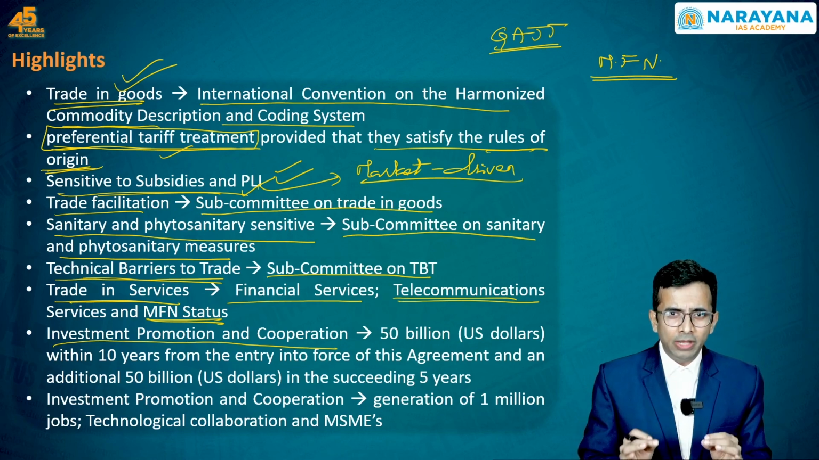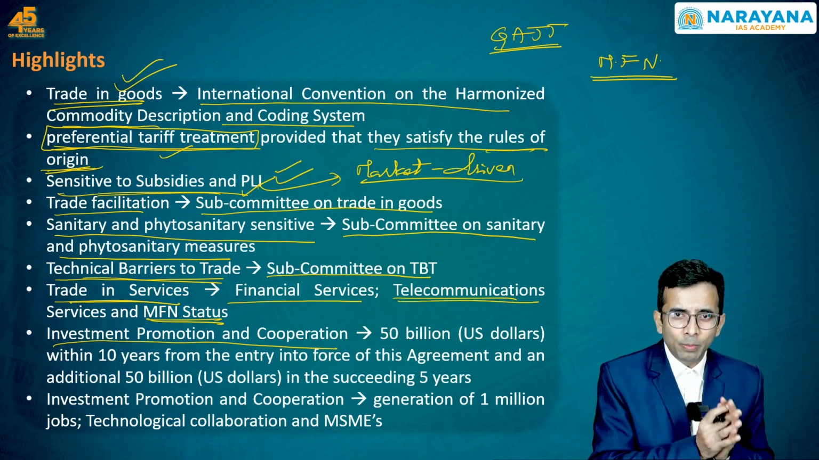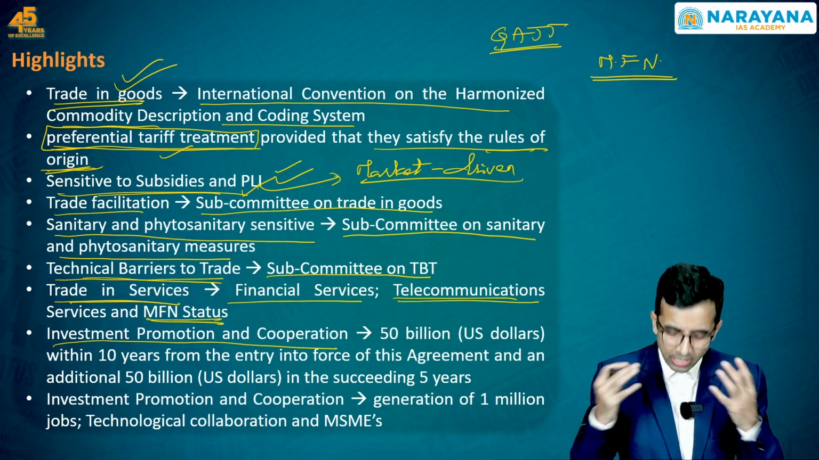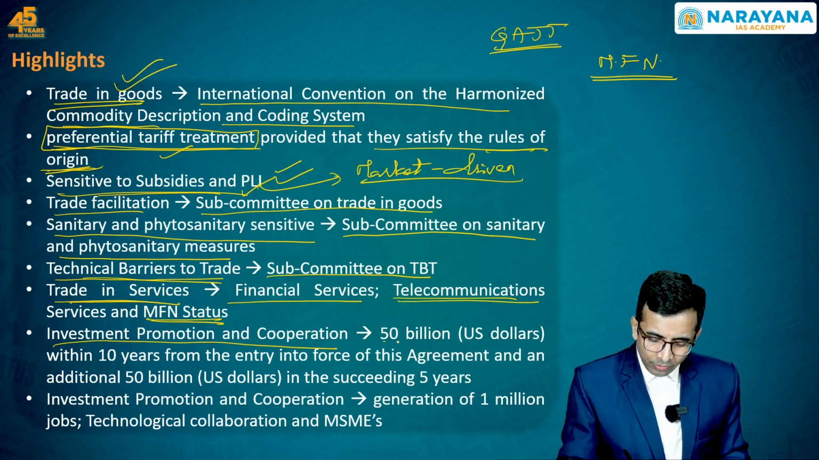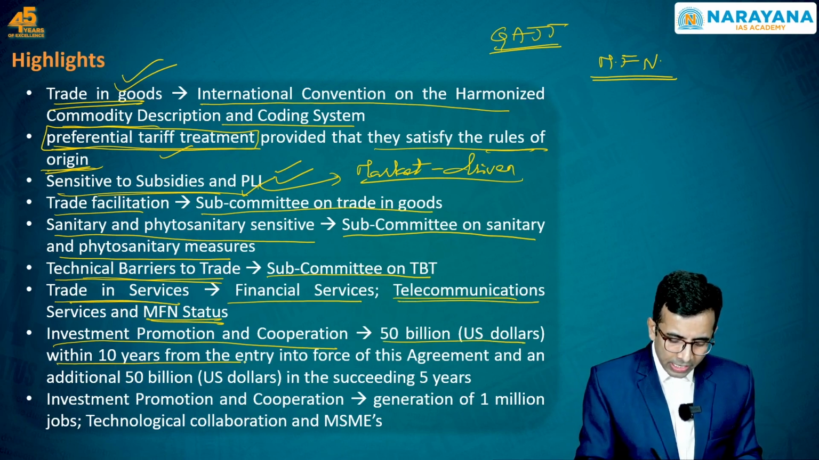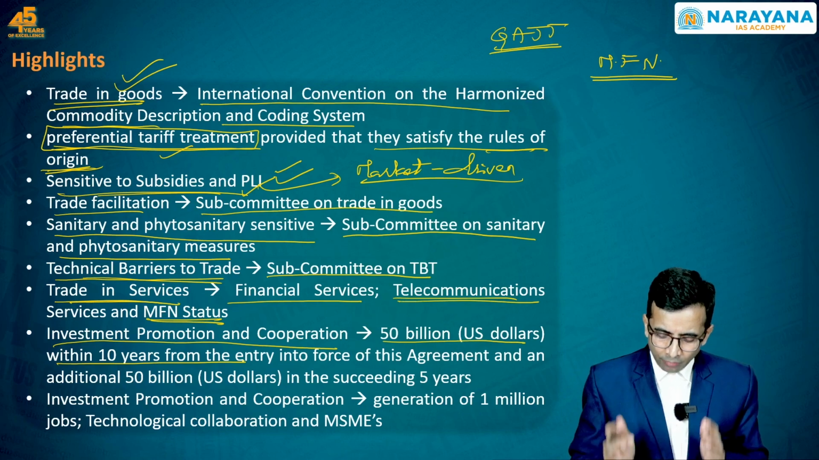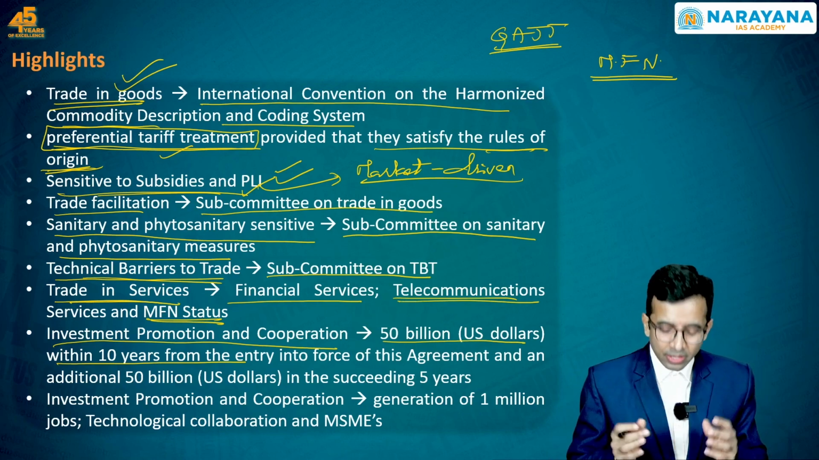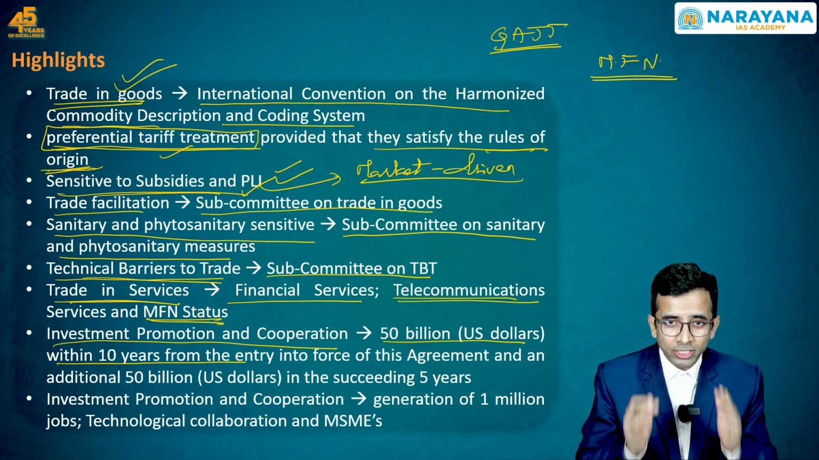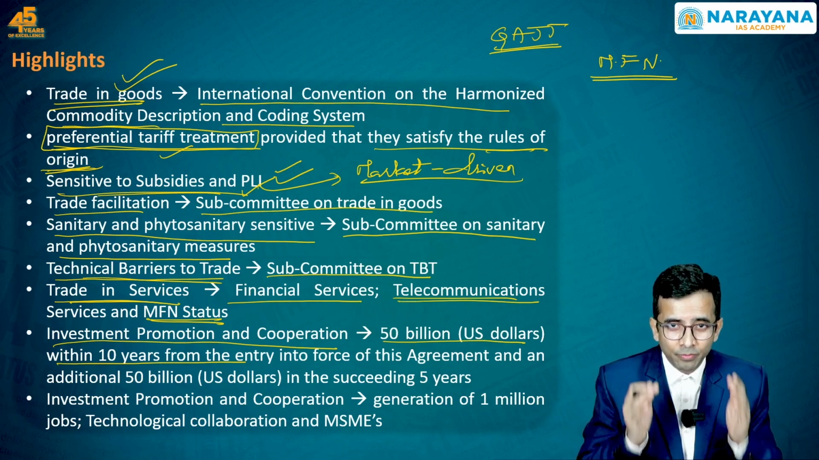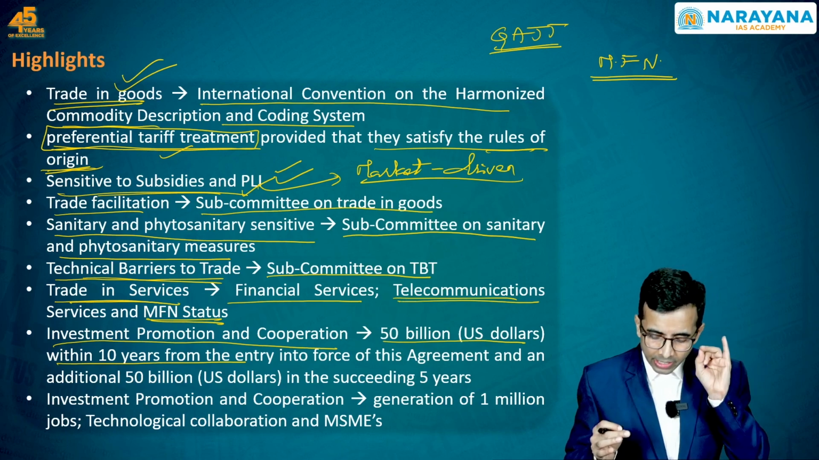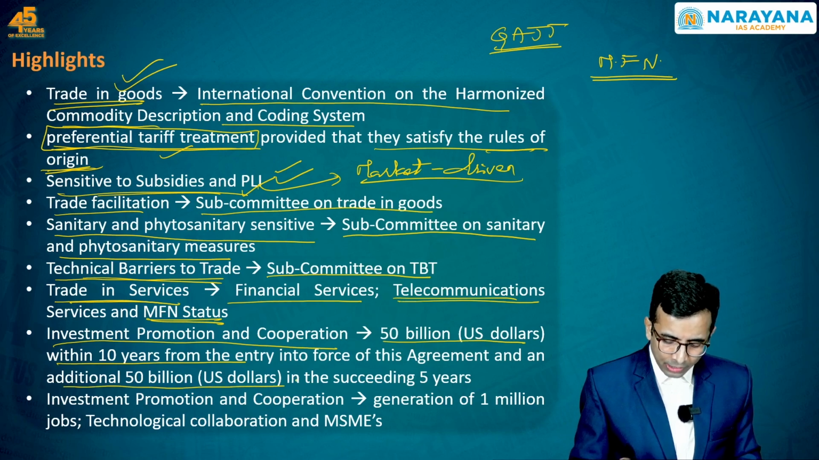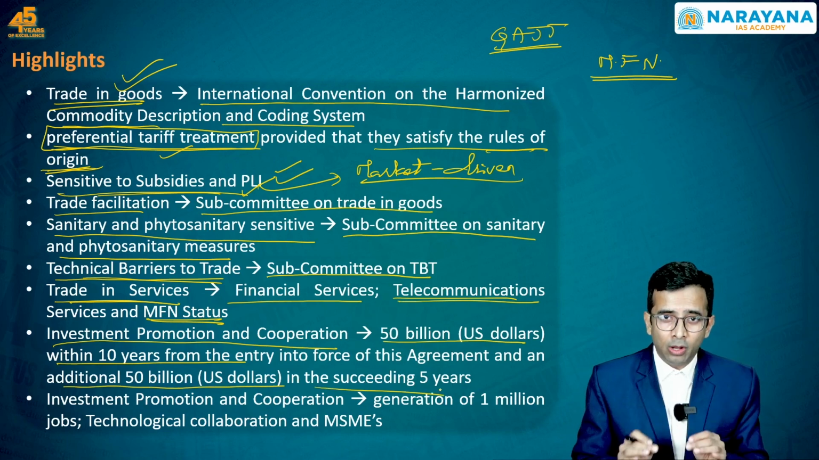This is something very, very significant. This is what in fact government was mentioning when it was announcing this particular free trade agreement to the media. One, the $50 billion within 10 years from the entry into force of this particular agreement after its ratification in the respective governments will be pumped in as investment, as foreign direct investment into Indian territory, Indian economy. This is the first thing. Second thing, another additional $50 billion in the succeeding 5 years will also be pumped in.